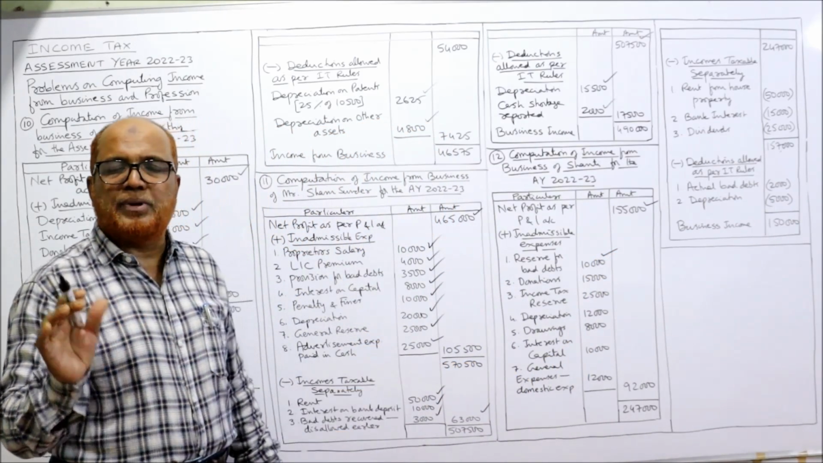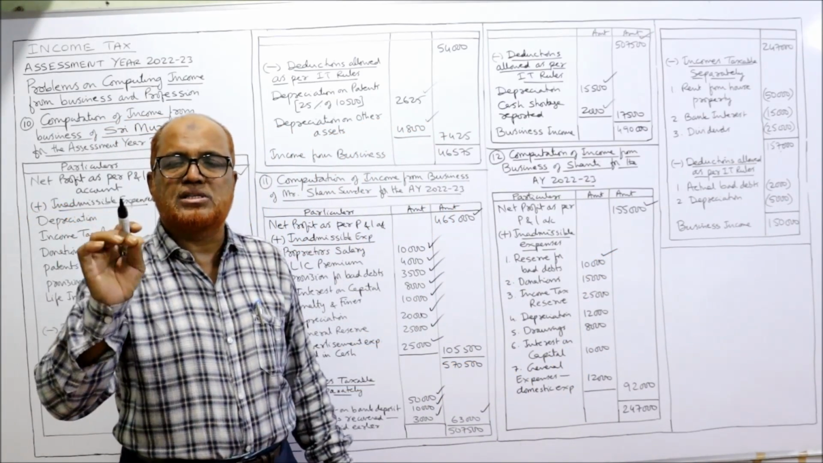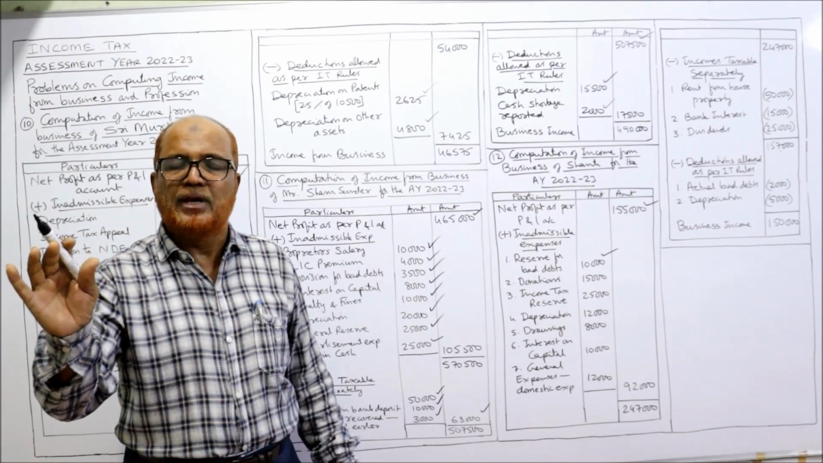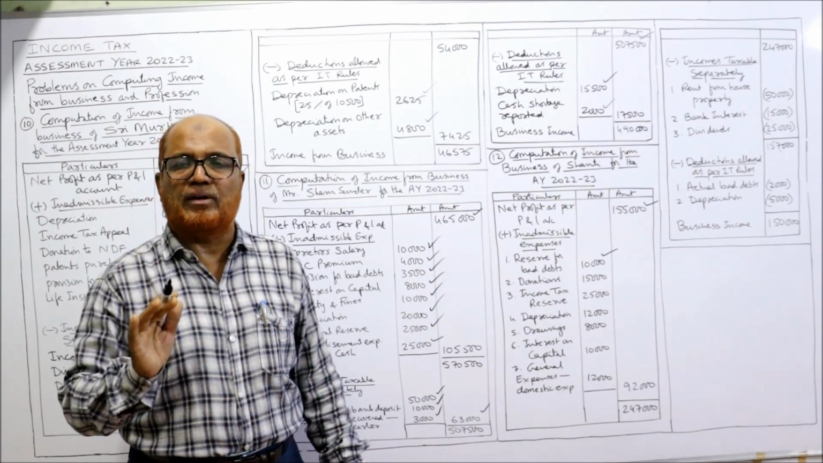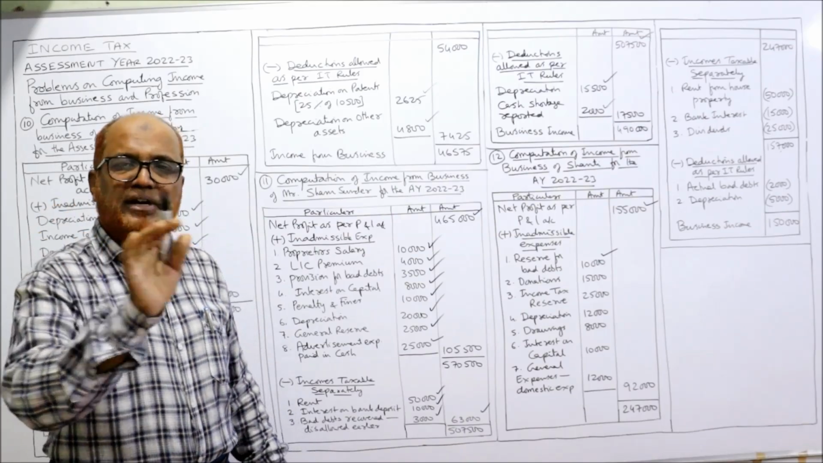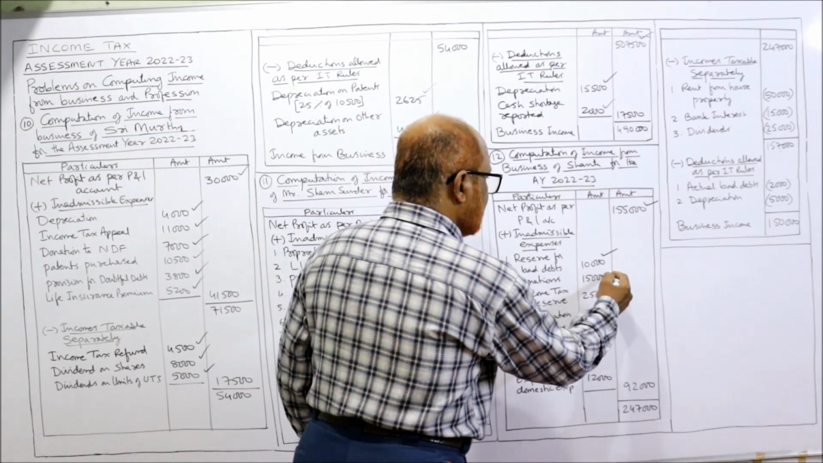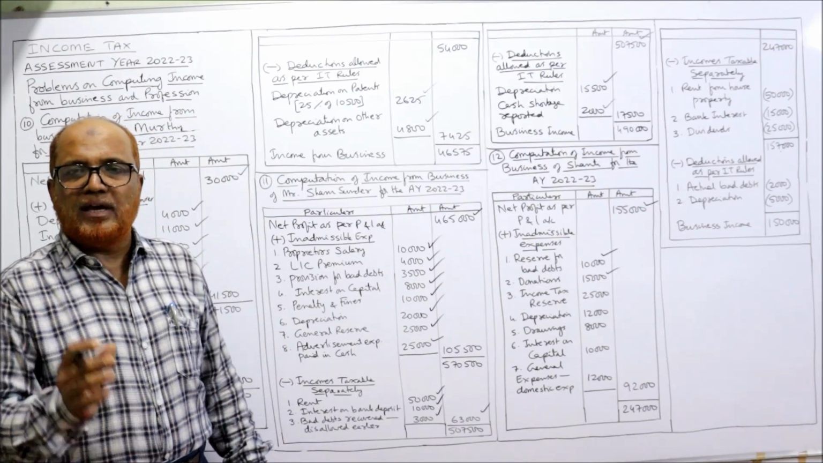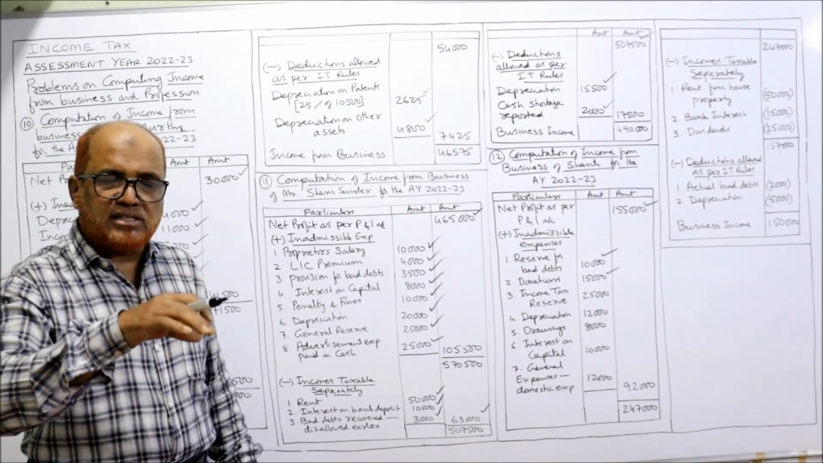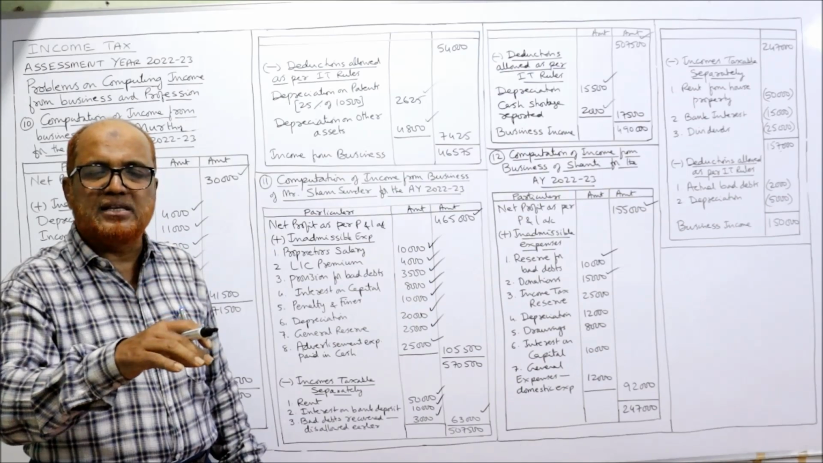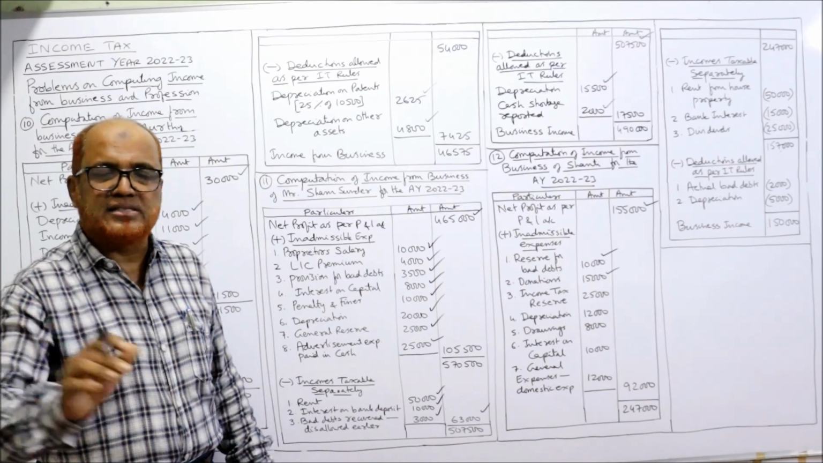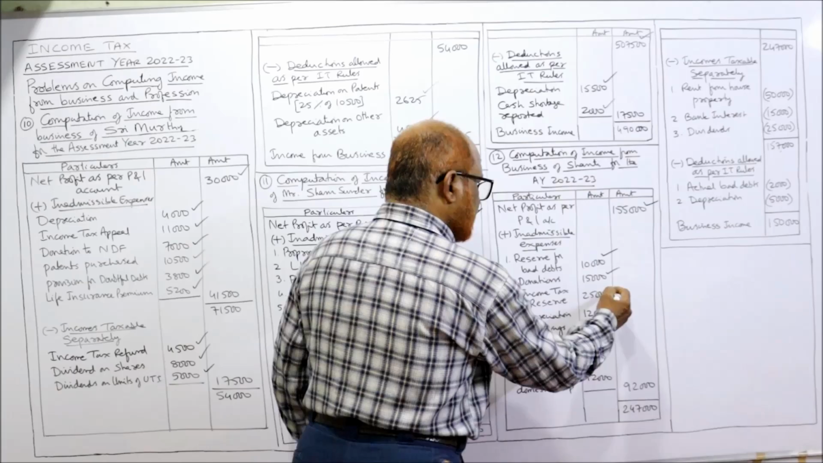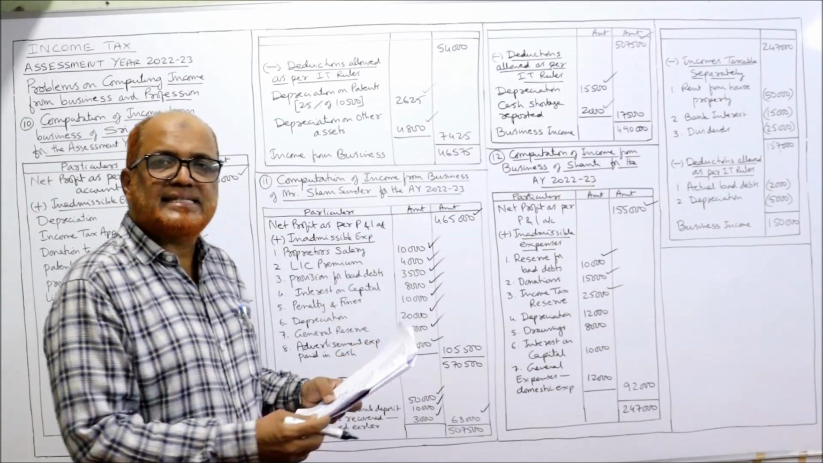Then donations, the previous problem I told you, donations given will be completely disallowed, irrespective of to whom it is given. The word donation will be disallowed. So here donation 15,000 disallowed. Next, income tax reserve. Income tax paid, advance income tax paid or income tax reserve is completely disallowed. Here 25,000 disallowed. Then sales tax.